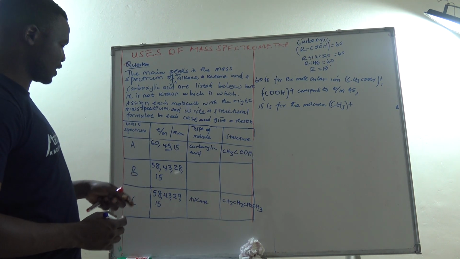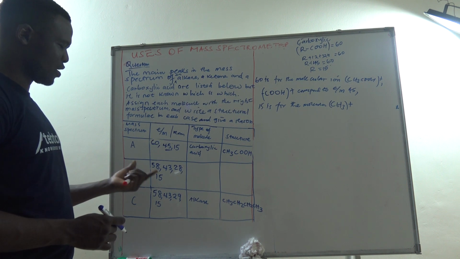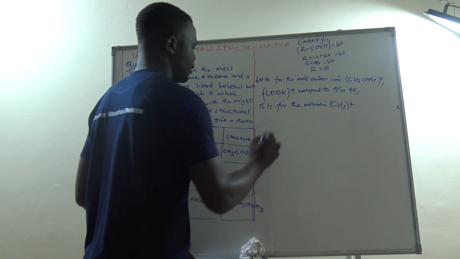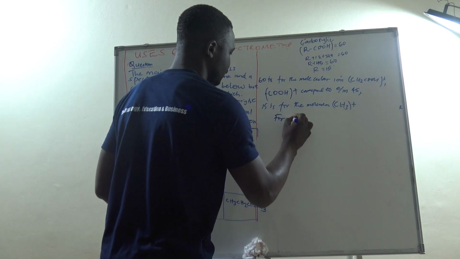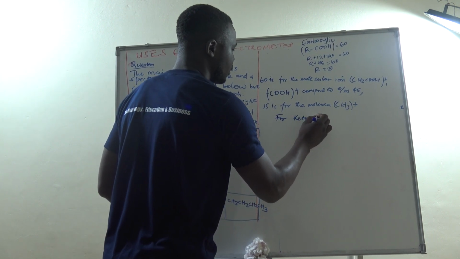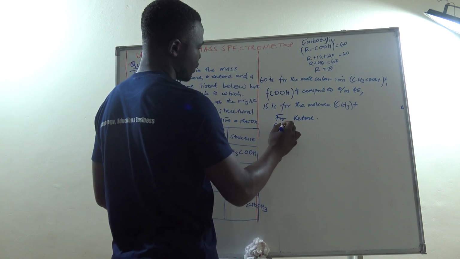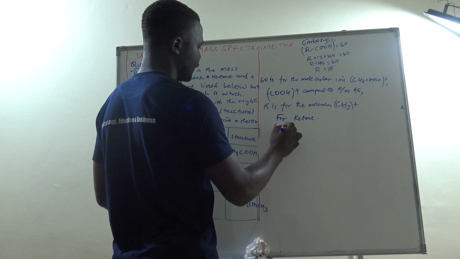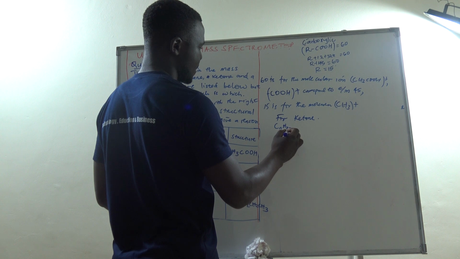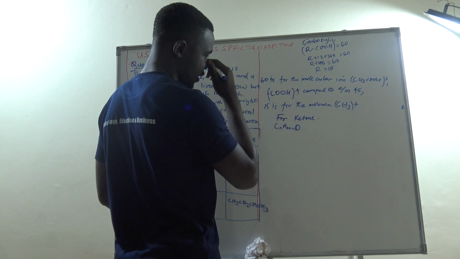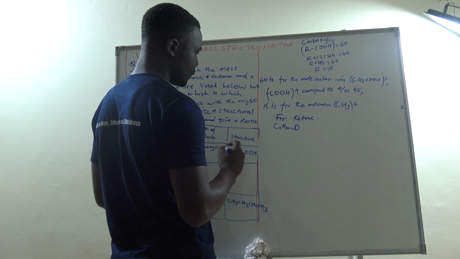Now, definitely we had 3 mass spectra, and 2 have been taken up. It shows that this one is for the ketone. But what is the general formula for a ketone? For carbonyl compounds, the general formula is CnH2nO.